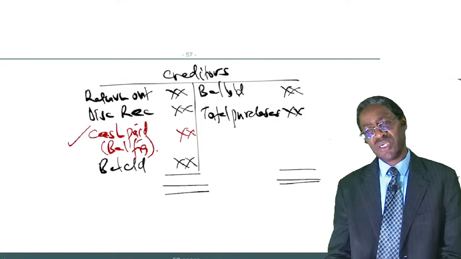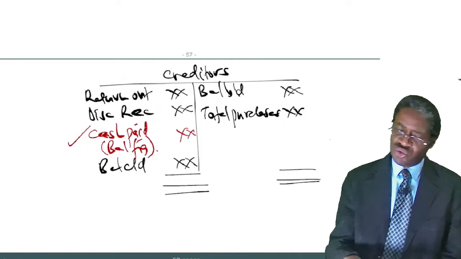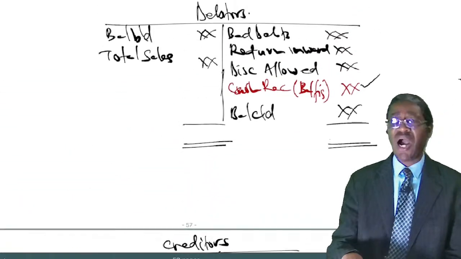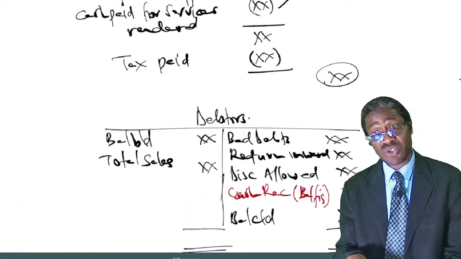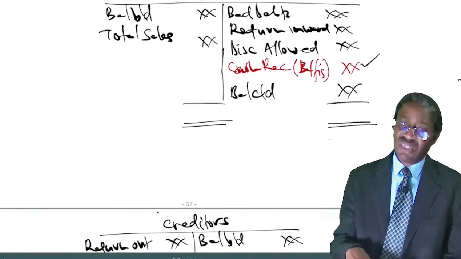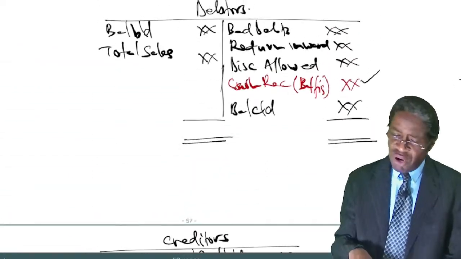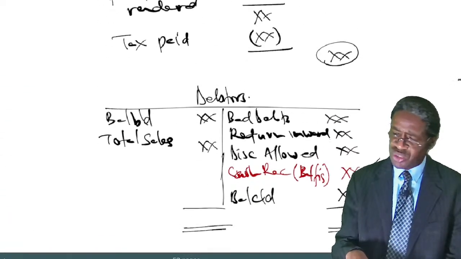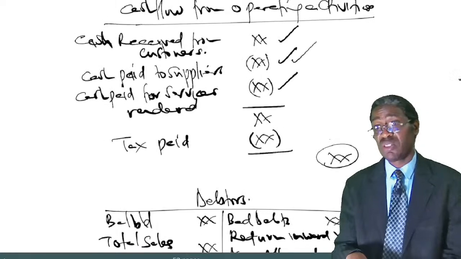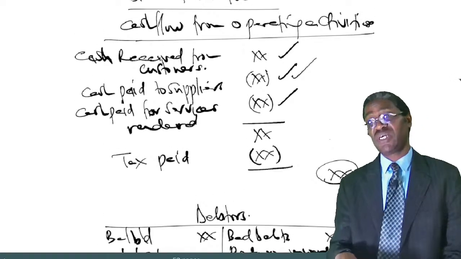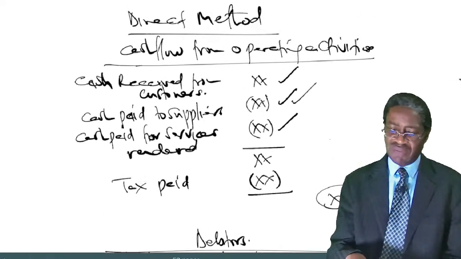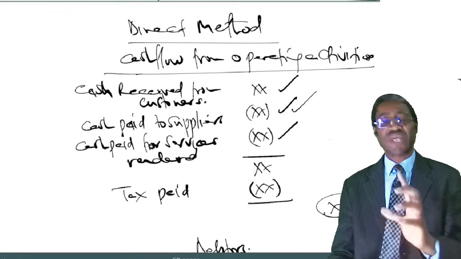Good. So I've talked about those two items, how to determine the cash received from customers and how to determine the cash paid to suppliers. Before I talk about the third one, because the third one is the most critical one, that is cash paid for services rendered, maybe we can put down something now. Let's put down something now.